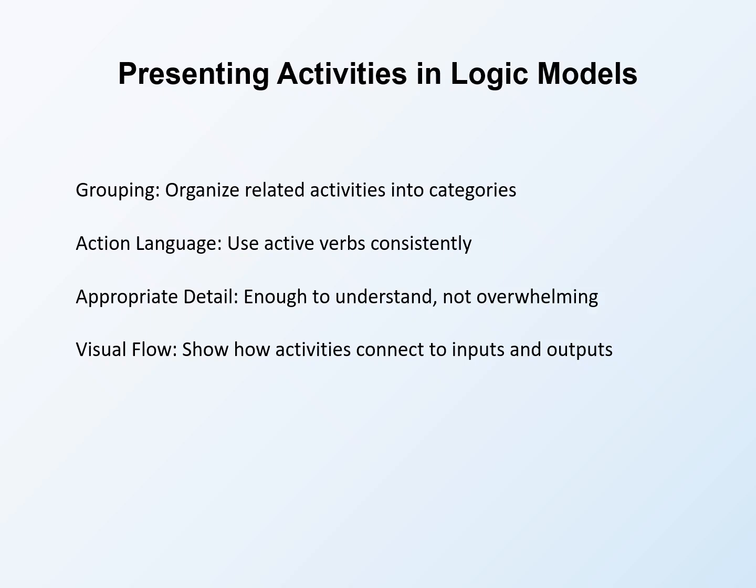Appropriate detail provides enough information to understand activities without overwhelming the visual. Major activity categories with brief descriptions work better than exhaustive lists. Visual flow shows how activities connect to inputs on one side and outputs on the other. The logic model should make clear that inputs enable activities and activities produce outputs.